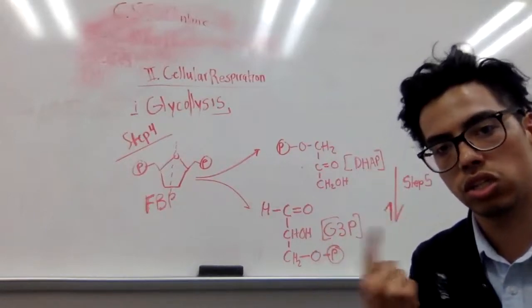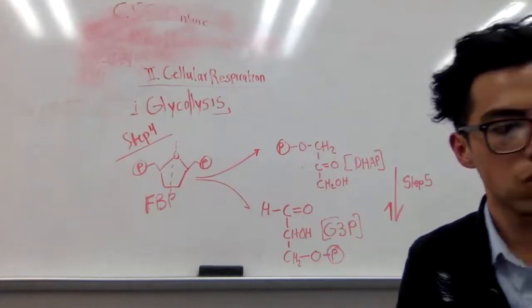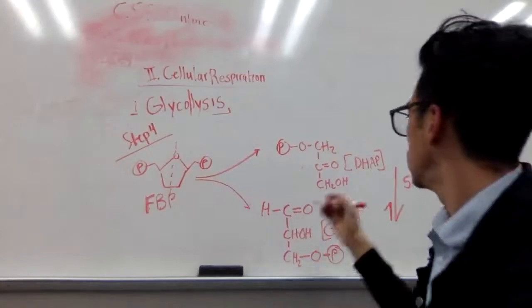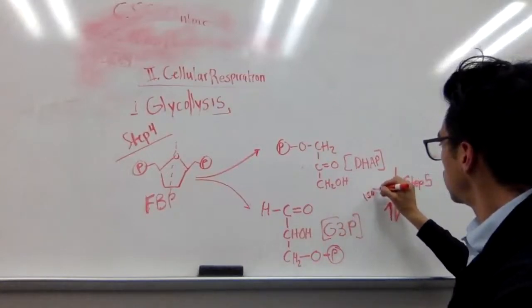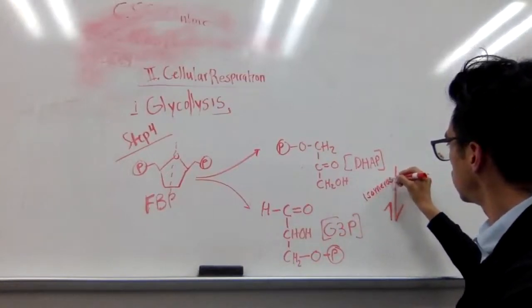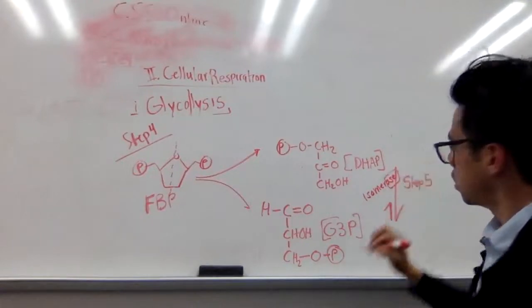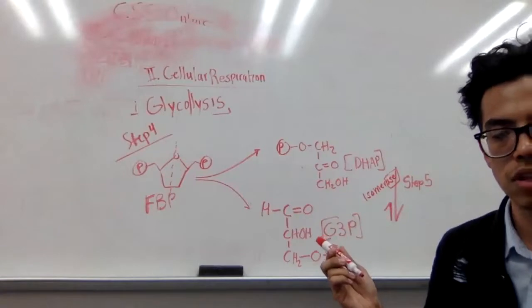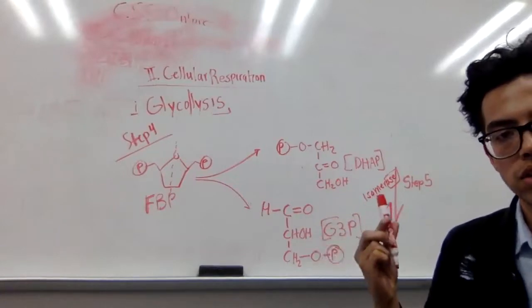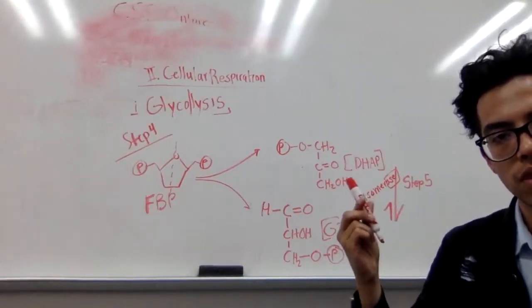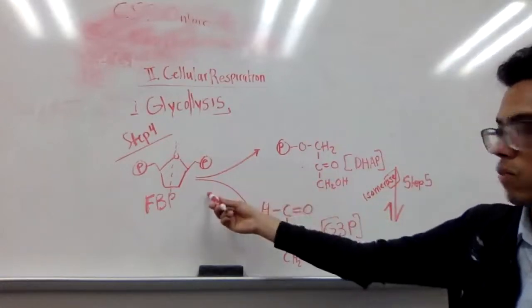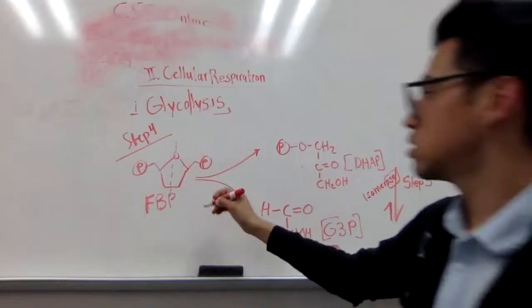And the enzyme that allows this process to occur is an isomerase, because these molecules are isomers of each other, and you just need an enzyme to help it go from one isomer to the other: isomerase. For this one, it's going to be called aldolase.